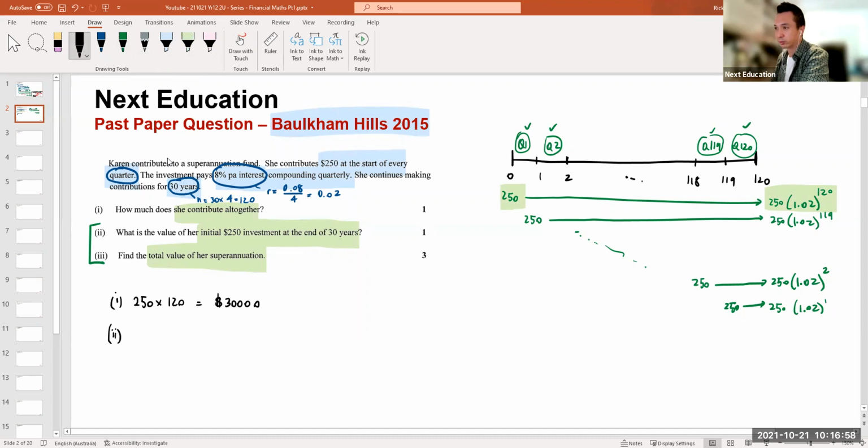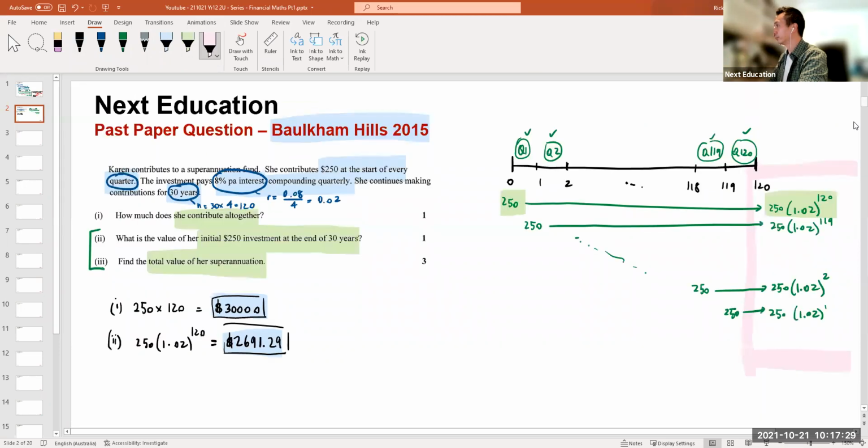So really, for the first one, it's 250 times 1.02 to the power of 120 quarters, right? So that should give you, if you punch it in the calculator, I think it's 2691.29. Right, that was part 2. Quite simple. And then part 3 is basically this thing here. Right? This is part 3. Yeah, the sum of all payments.